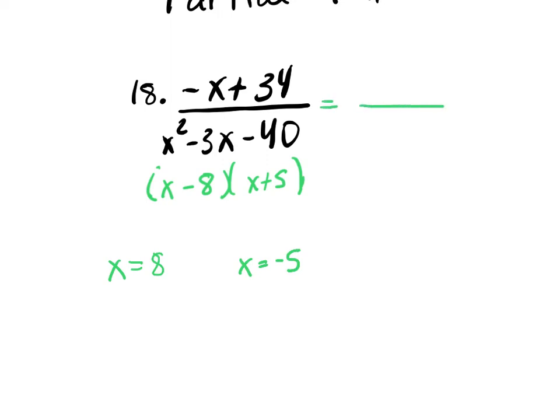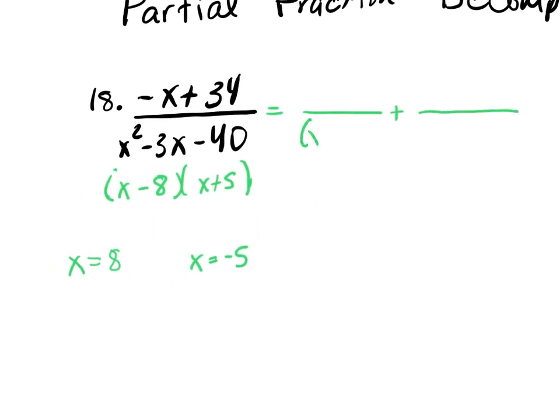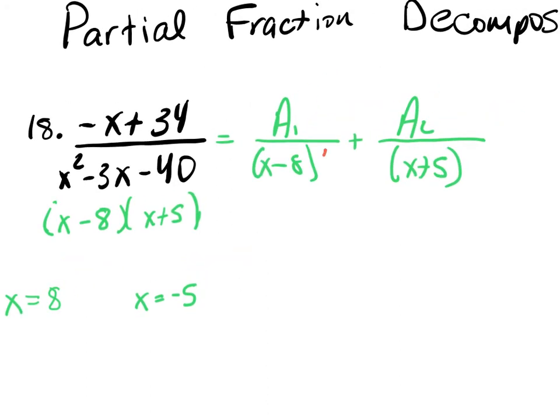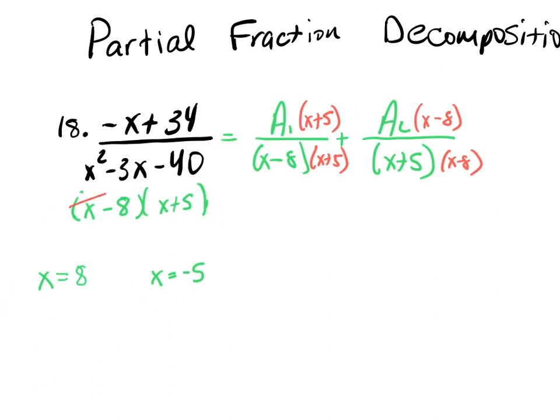As I pull this apart, as I decompose, I have x minus 8 as one denominator and x plus 5 as the other. I have a sub 1 and a sub 2. If I was going to work backwards, I'm trying to get a common denominator. I would have x plus 5 here. So if I multiply x plus 5 on the bottom, I would multiply x plus 5 on the top. And same thing on the other side. I need an x minus 8. So x minus 8 on the bottom, x minus 8 on the top. Now that my denominators are all the same, I can just go, poof, they're gone.